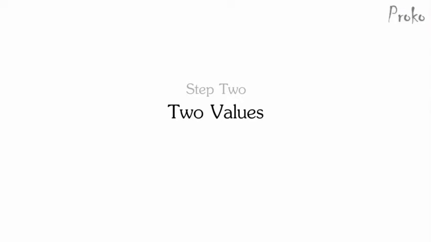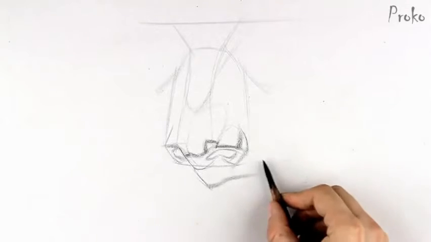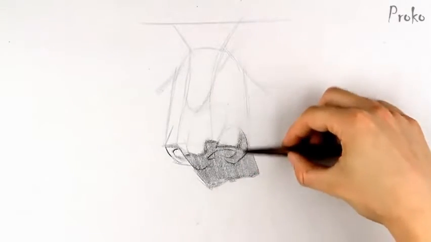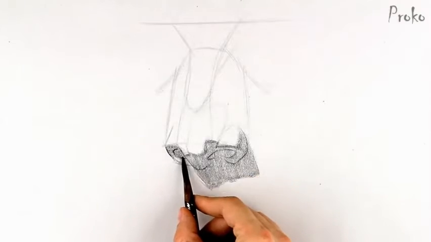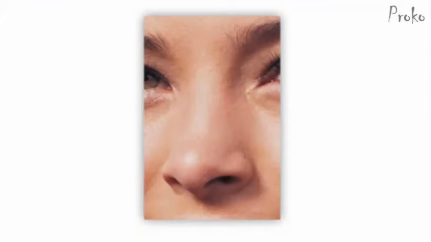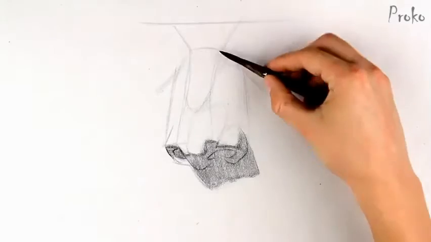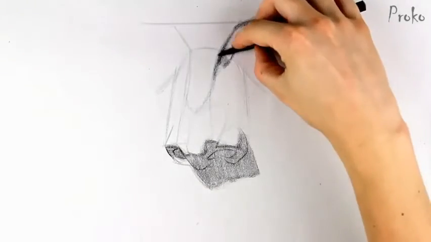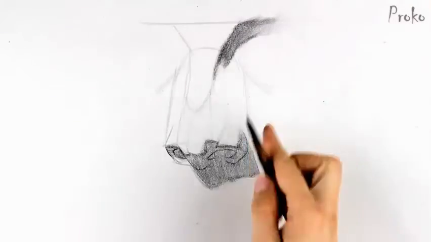Two values. I'll add the cast shadow from the nose and group this entire mass into one shadow value. Even though I see variations of value within the shadow, like this reflection under the nostril, those light values are still part of the shadow family. If you isolate these values, you'll see that the reflection in the shadow is much darker than the halftones in the light. To complete the two-value drawing, I'll add the shadow on the inside of the eye socket to define the edge of the nose and glabella.